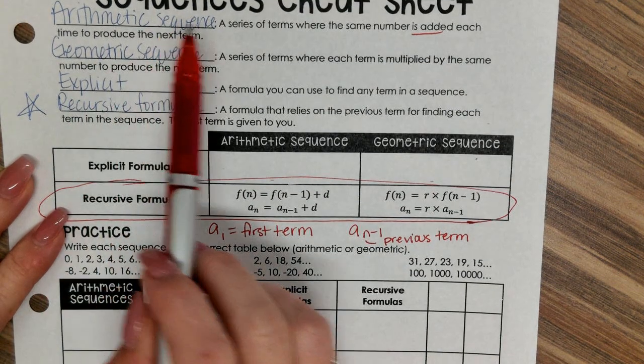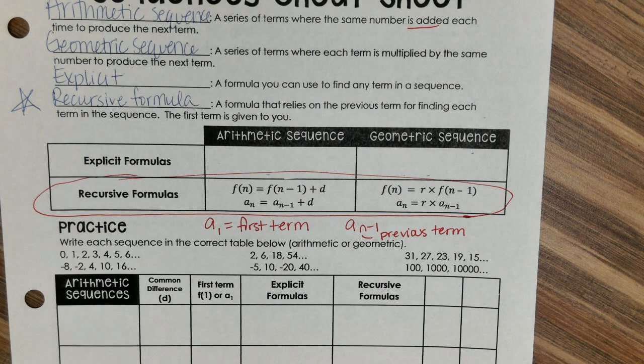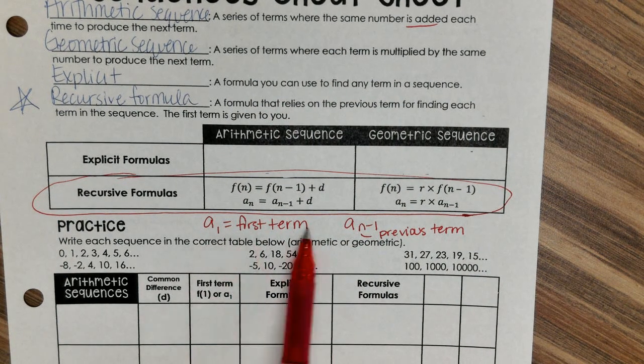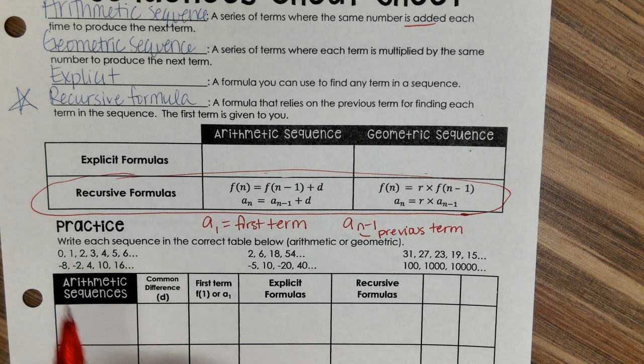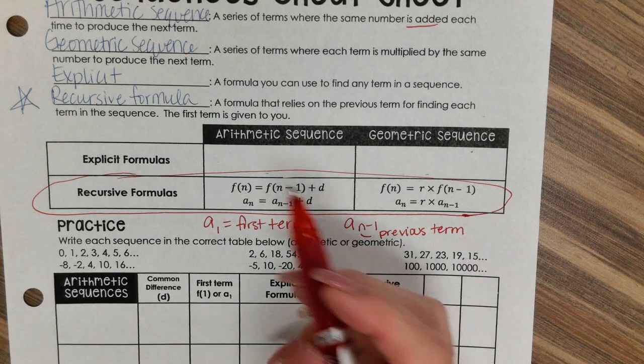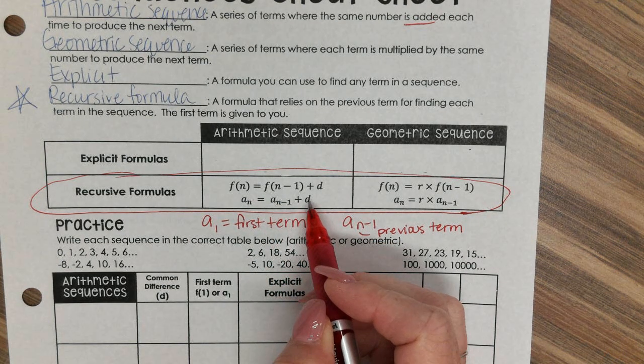An arithmetic sequence is a series of terms where the same number is added. So if I started with 1, then my first term, my a sub 1, would be 1 because that's the first term. Let's say we want to add 3 each time. Well, what would the second term be? 4. What would my next term be? 7. I would just keep adding 3. To write the recursive formula, you simply write a sub n minus 1 plus 3.